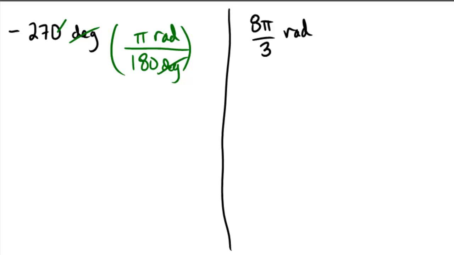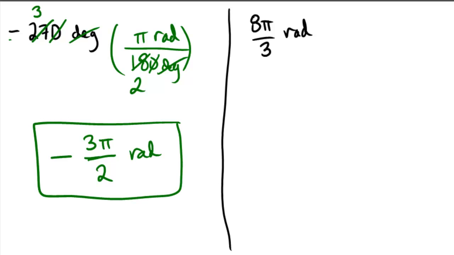simplifying the fractions and performing arithmetic. So I'll divide top and bottom by 10, then I'll divide top and bottom by 9. 27 divided by 9 is 3. 18 divided by 9 is 2. So the amount that's left over is the negative sign, 3 on top, pi on top, 2 on bottom, and the units of radians. So this one's negative 3 pi over 2 radians.